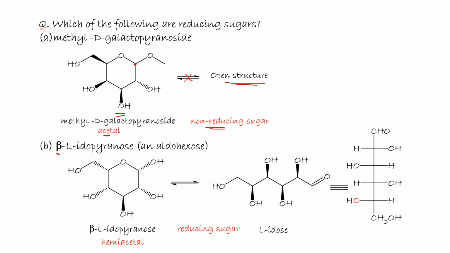Beta L-idopyranose, it's an aldose. This is the anomeric carbon. This is hemiacetal, can open to L-idose open chain with free aldehydic functionality. This could easily be oxidized to carboxylate, reducing Tollens to silver mirror.